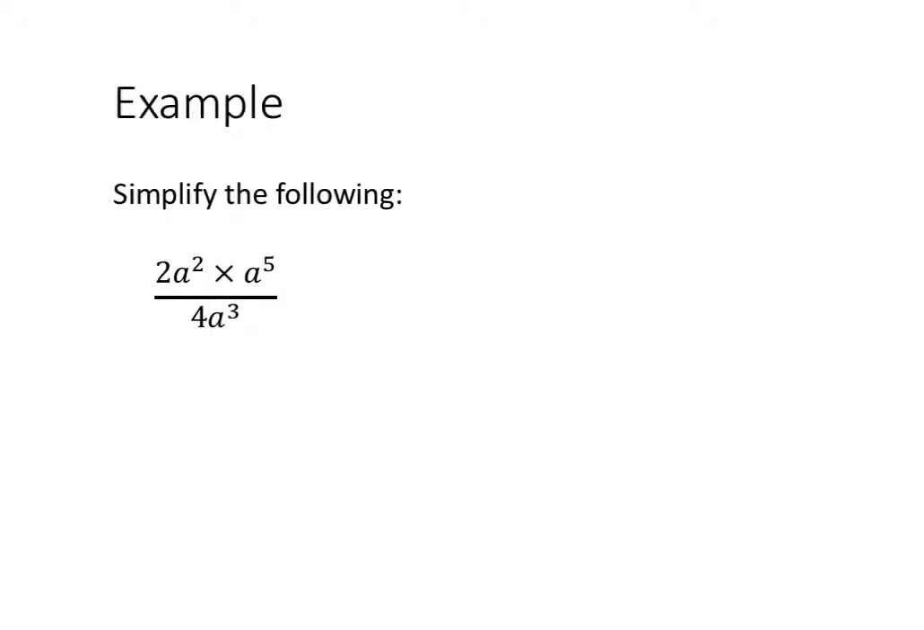So in the first example, I want to simplify 2a squared times a to the power of 5 divided by 4a to the power of 3. So my first step is going to be rewrite as a fraction, adding in any missing multiplication signs. So that is going to become 2 times a squared times a to the power of 5 divided by 4 times a to the power of 3.